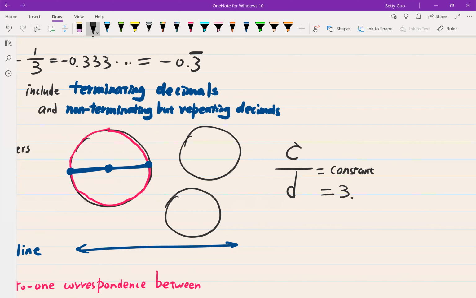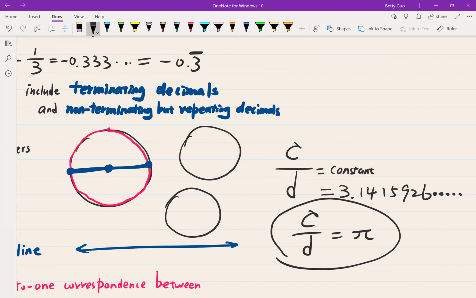It is 3.14 and so on and so on. So that is pi. C over D equals pi. Actually, this story can help you remember a formula: C equals pi d. The circumference of a circle equals pi multiplied by the diameter of the circle.